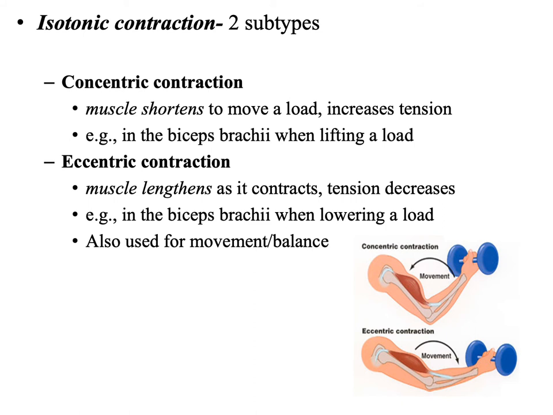Whatever the biceps is doing, the triceps is doing the opposite. Still a concentric and eccentric contraction, but opposite names, because the triceps is doing the opposite of the bicep.